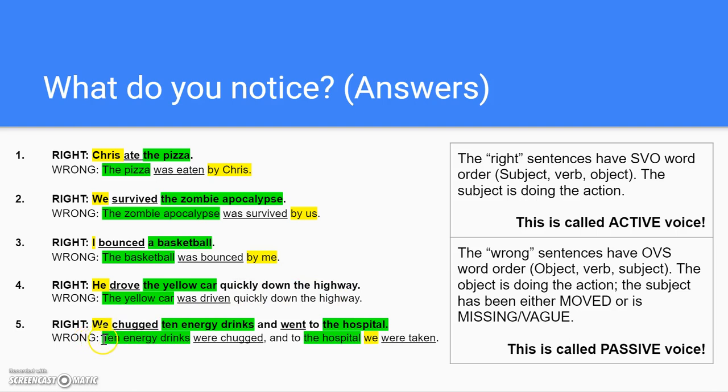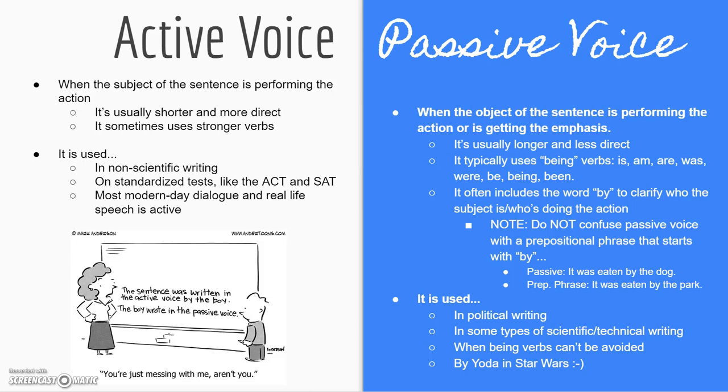For 5, 10 energy drinks were chugged, and to the hospital we were taken. Now that starts to sound like Yoda, but that's a whole other story. All of these wrong sentences are passive. So let's clarify that pattern one more time. Active voice is when the subject of the sentence is performing the action.